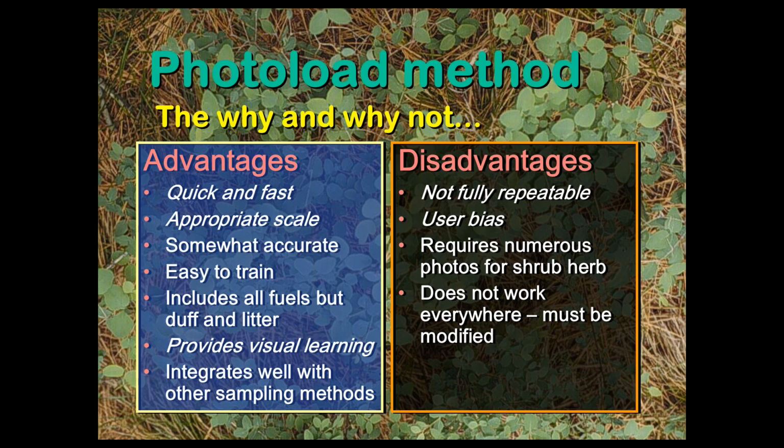Whereas to do that with the Brown's transects would take you much, much longer. You're also, as I mentioned, sampling at the appropriate scale, the scale at which the fuel varies in the landscape. And while it's more accurate than planar intercepts, the only method that's more accurate is actually destructive sampling.